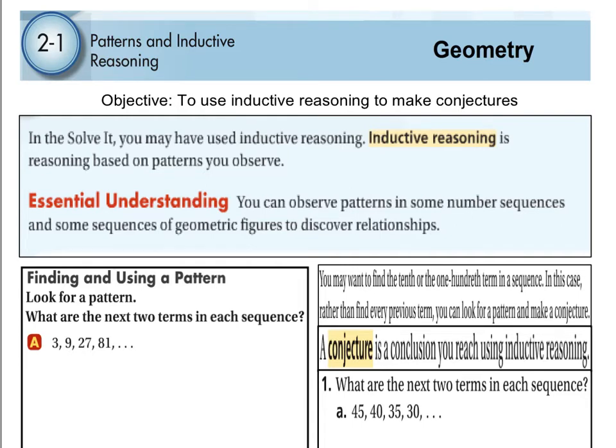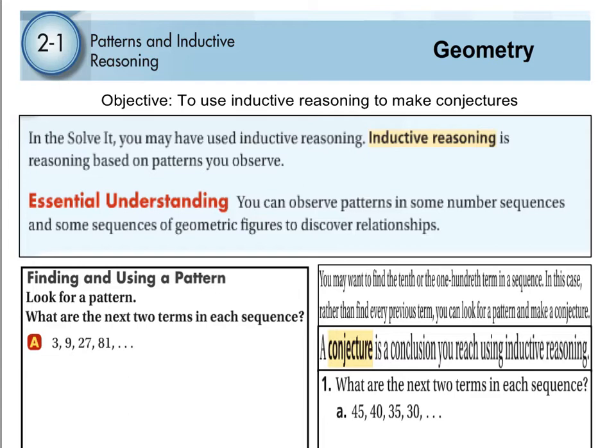So what is inductive reasoning? Inductive reasoning is reasoning based on patterns that you observe. Essentially, it's a conclusion based on things that you observe in patterns. You observe patterns in some number sequences and some sequences of geometric figures to discover relationships. There are certain relationships that happen because of that.